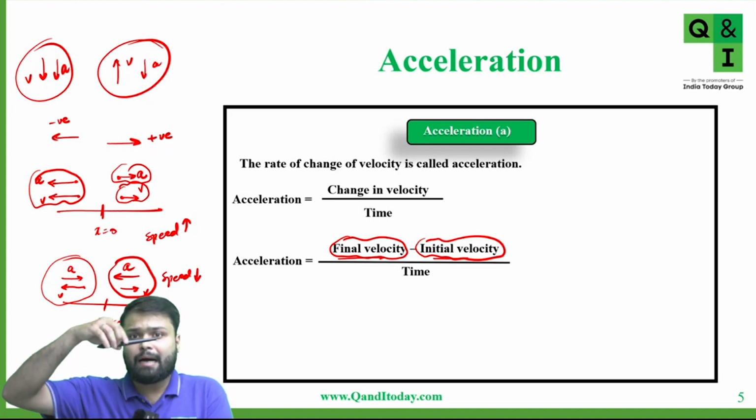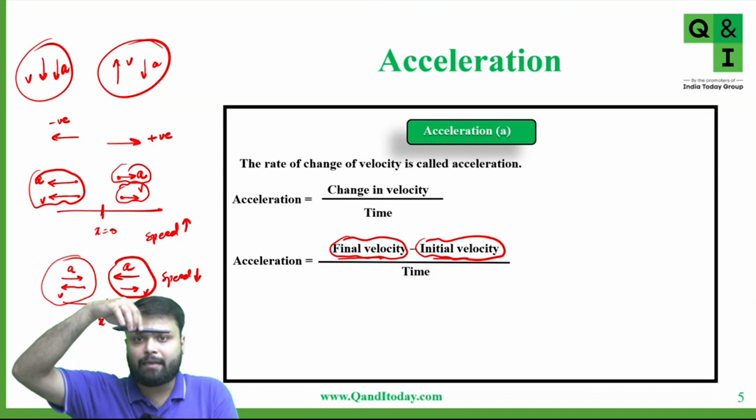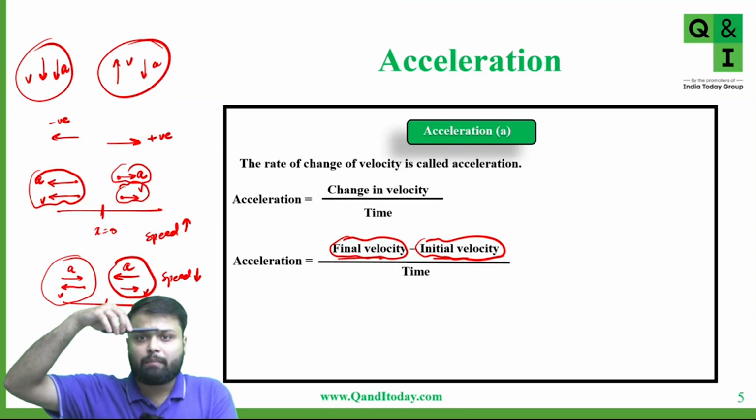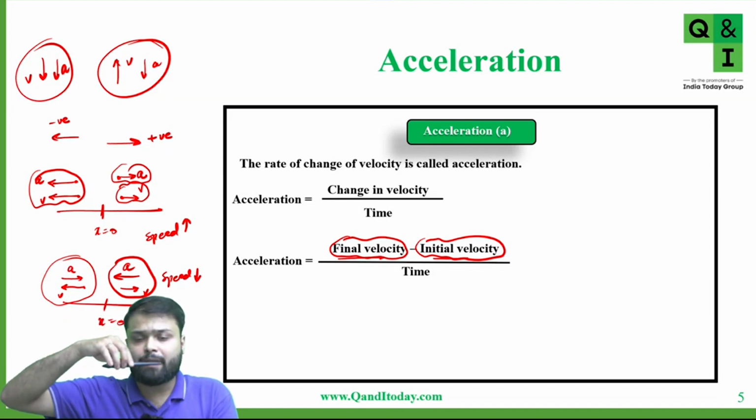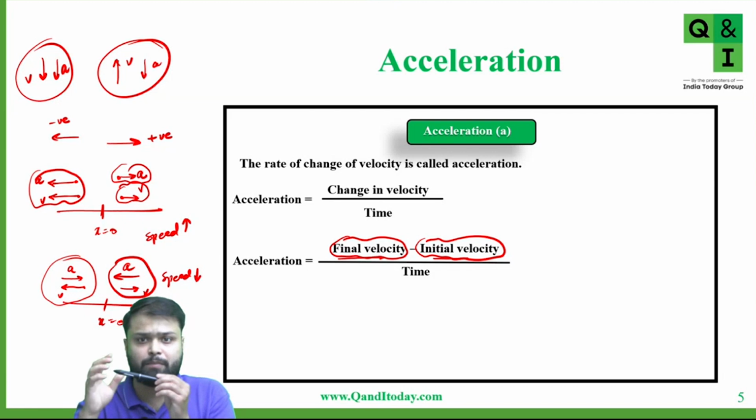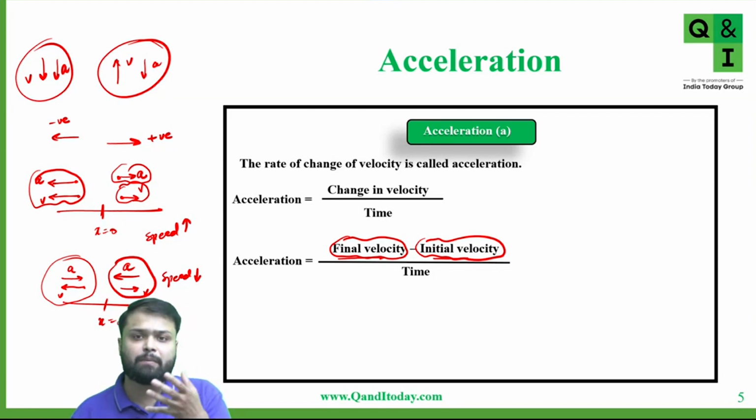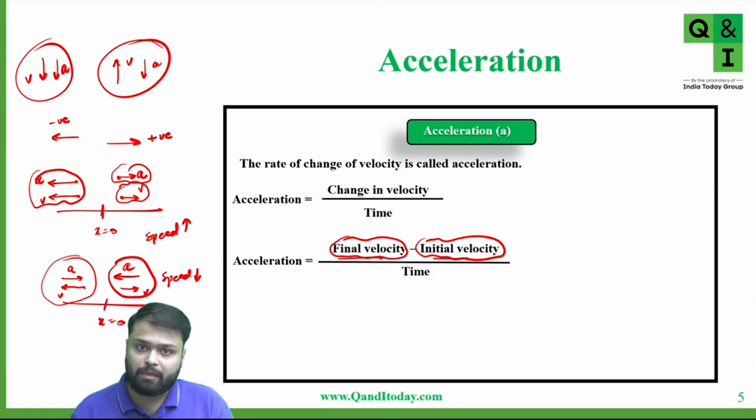Suppose I drop this pen from a height, so its initial speed is zero. But if I throw this pen in the downward direction or in the upward direction, then the initial speed is not zero. So initial speed may or may not be zero depending upon the conditions. Okay, and what is final velocity? The velocity after time t is the final velocity. So what is acceleration? Final velocity minus initial velocity upon time.